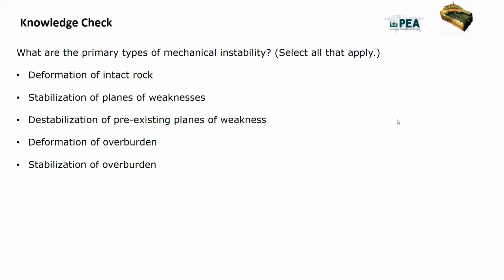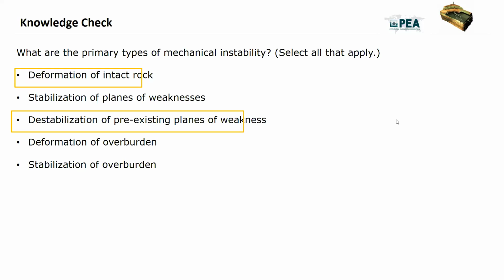So time finished. So I think that it can provide. As you see here, the primary types of mechanical instability which were discussed before are the failure of the intact rock and the destabilization of the pre-existing planes of weakness. Now I think that we have covered most important topics regarding wellbore stability.